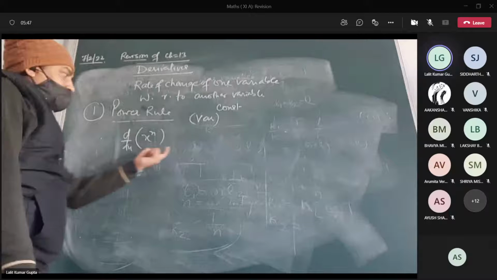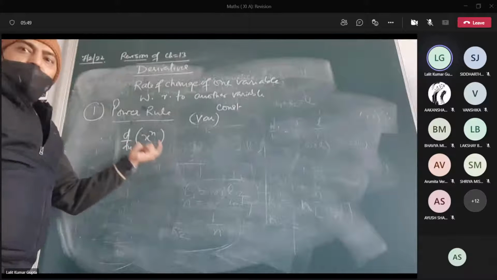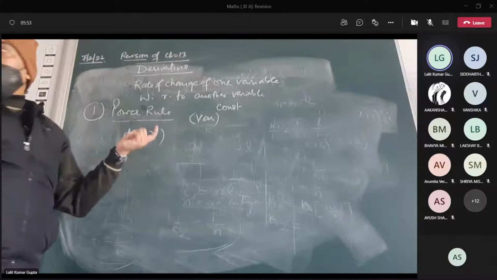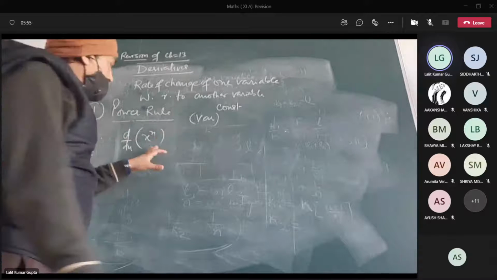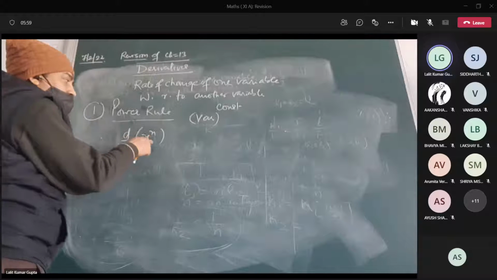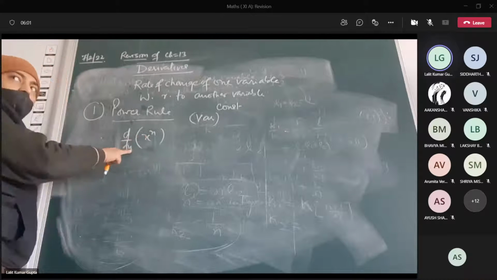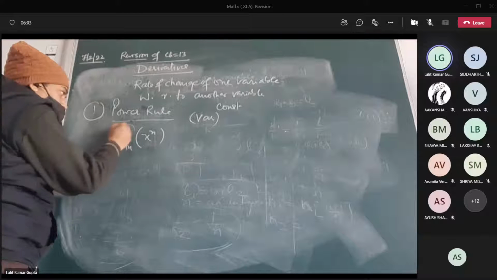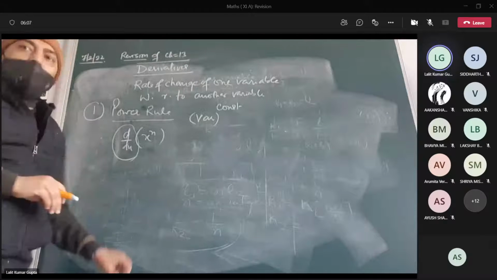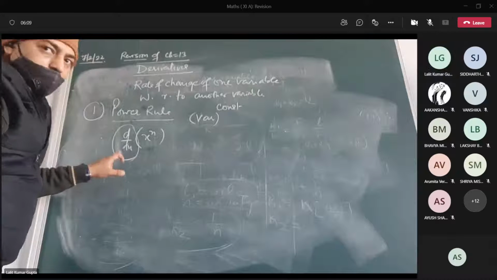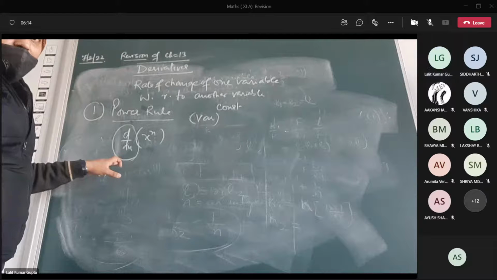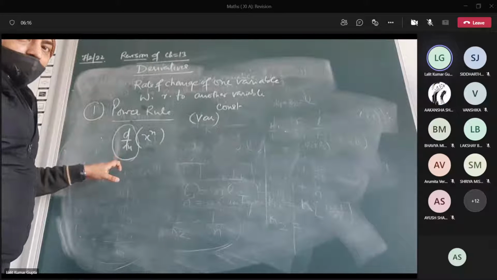Now how to pronounce this notation, this expression? How to read this? This is the derivative of x raised to the power n with respect to x. And what is this known as? Recall. What is this known as? Anyone? I have given the name of this.